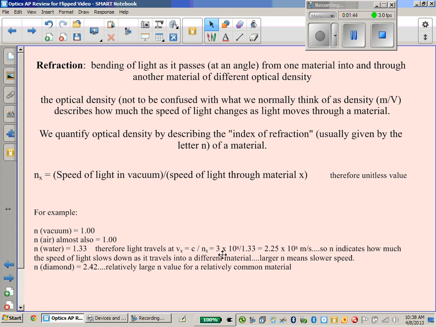Therefore, if you solve for the velocity of light through water, dividing the speed of light through air by the index of refraction, you get about 2.25 times 10 to the 8. So it slows down a good percentage, and the index of refraction tells you how much. The larger the number, the greater the speed reduction. Diamond is the most common high index of refraction material. Diamond has an index of refraction of 2.42, and therefore the speed of light reduces significantly. You can do the calculation if you like.